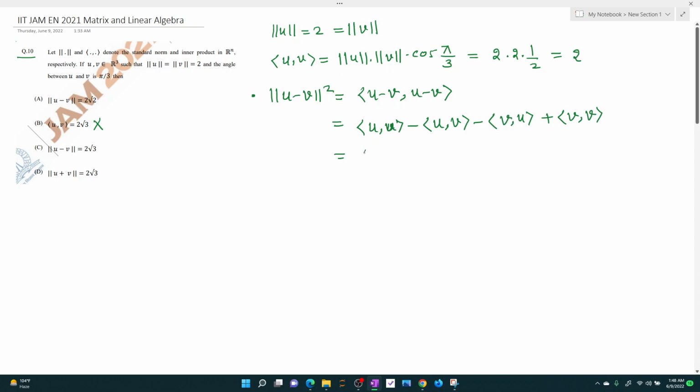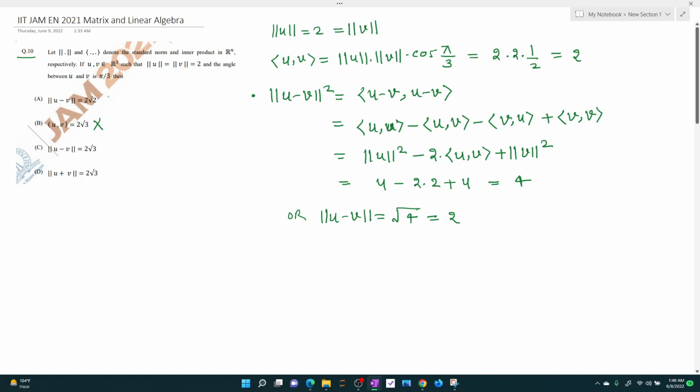So the first value is the norm of u whole square. The inner product of u and v is the same as the inner product of v and u, so this becomes twice the inner product of u and v, plus the norm of v whole square. We know the norm of u is 2, so it becomes 4 minus 2 times 2, the value of the inner product of u and v, plus norm of v whole square, which is again 4. So this sum is 4, which implies that the norm of u minus v is the square root of 4, which is 2.